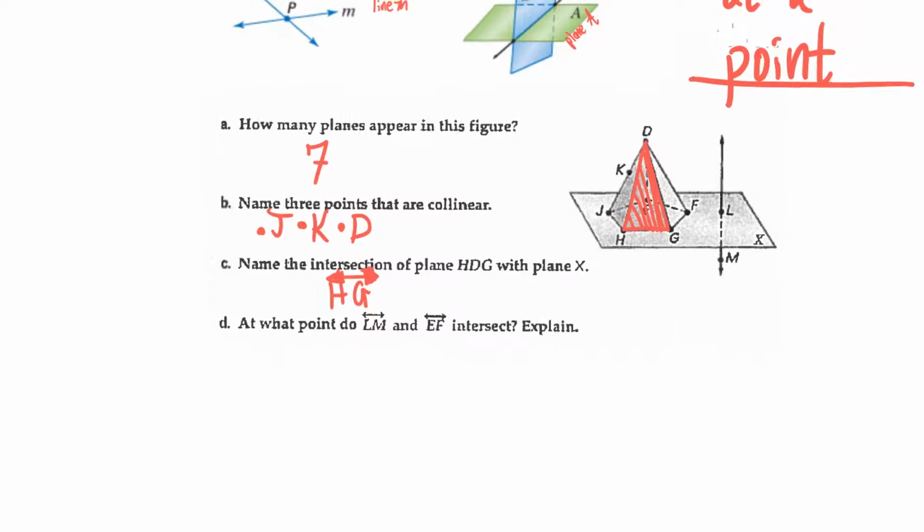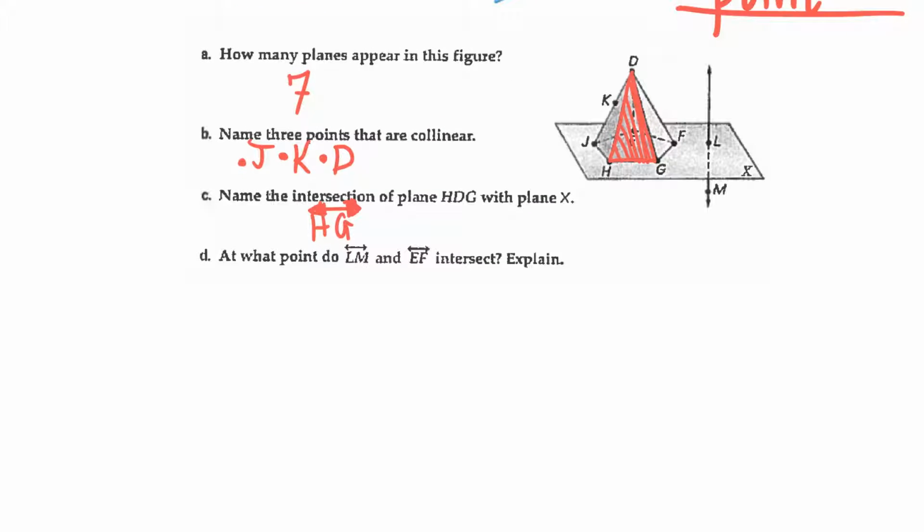Okay, then the last question. At what point do LM and EF intersect? And explain. Let me erase this so we can... Oh, point L. Where does line LM and line EF intersect?